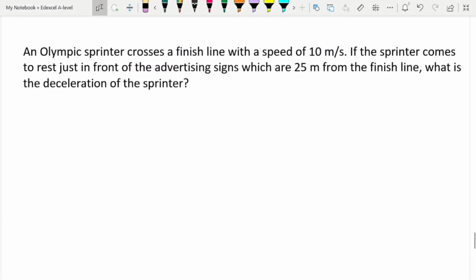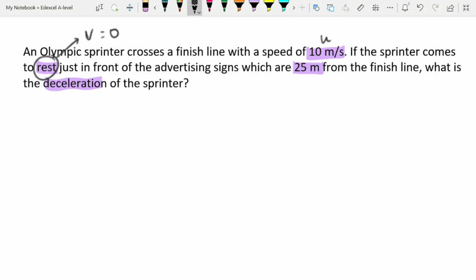Next question. An Olympic sprinter crosses the finish line with a speed of 10 meters per second. If the sprinter comes to rest just in front of the advertising signs, which are 25 meters from the finish line, what is the deceleration of the sprinter? And I've highlighted here some other things. So that's going to be our u, 10 meters per second. Rest, you always look out for that because that means we have a v of 0.